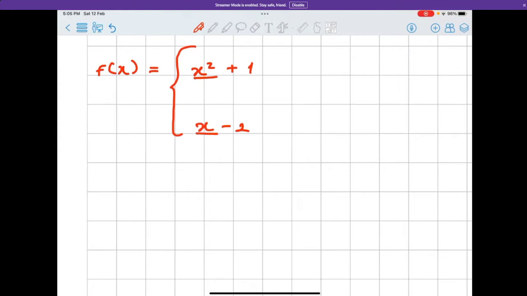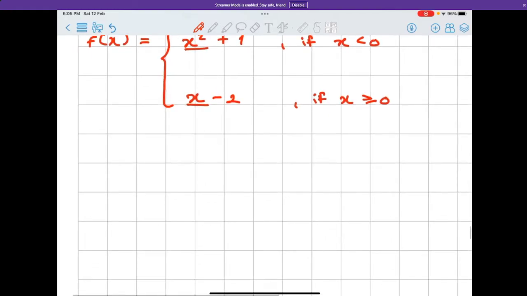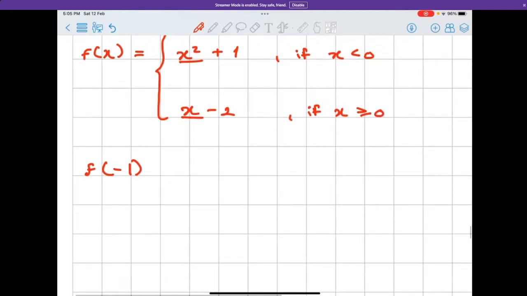So for example, for x squared plus 1, it tells us we can use it if our x value is smaller than 0. And for x minus 2, it tells us that we can use it if our x value is greater than or equals to 0. So if they give you f of negative 1, negative 1 is smaller than 0, which means we can use this first function, okay? So you look at this, and if it's fitting into here, then you use the first function. If it's fitting into here, then you use this one.